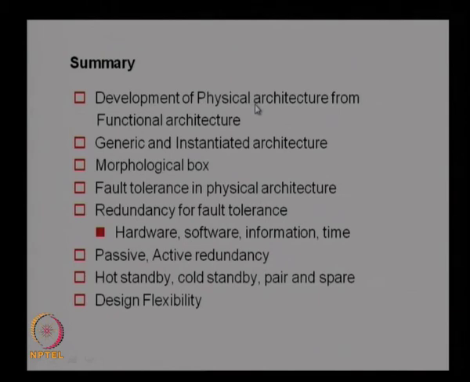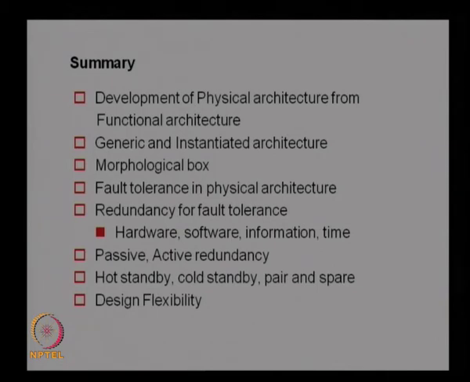With that we complete the physical architecture development for the system, and here we actually discussed the development of physical architecture from functional architecture, and then we discussed the generic and instantiated physical architecture. We discussed the morphological boxes, and we discussed fault tolerance in physical architecture and how this is implemented using redundancy, using hardware, software and information. We discussed passive and active redundancy and the cold standby and spare methods also.